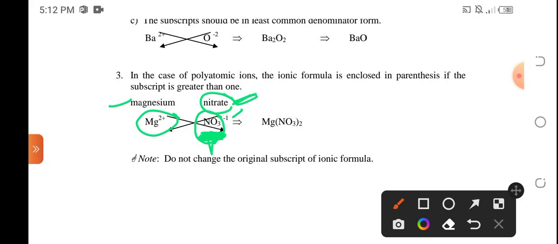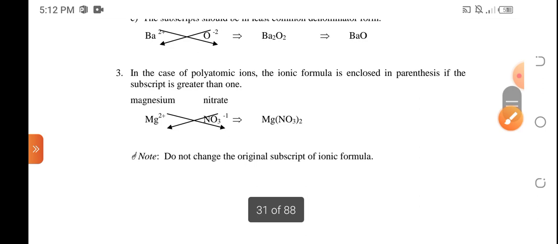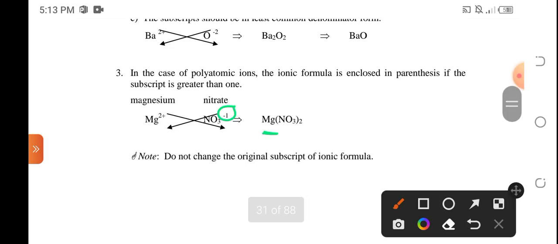So crisscross, the 2 charge of magnesium will go to the side of nitrate. That will then become the subscript, and the 1 charge of nitrate will then become the subscript of magnesium. Pero ang rule natin, kapag 1, hindi na natin yan isusulat. Kaya magnesium will have no subscript there kasi nga ang na-receive niya ay 1. But for nitrate, kailangan niyang ma-receive ang 2. Okay, so kailangan mag-reflect yan.